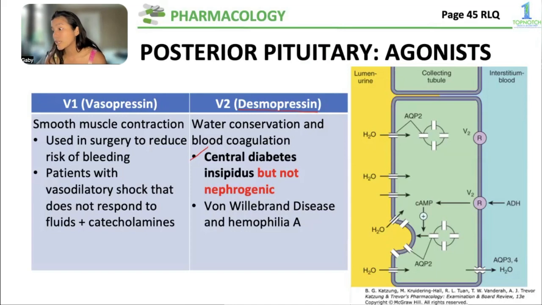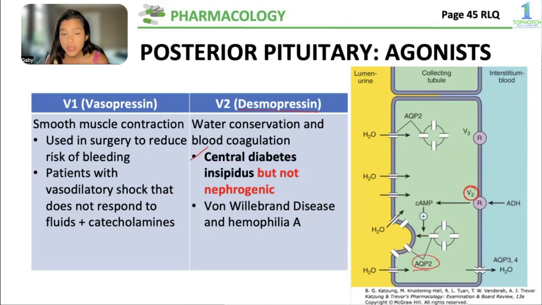And this is how desmopressin or ADH acts. You have V2 receptors in your collecting tubules of the kidney. And these V2 receptors, when activated, promote the expression of your aquaporins. So aquaporins, they are pores by which water can be reabsorbed from your urine back into your blood. So, okay, AQP is just your aquaporin.